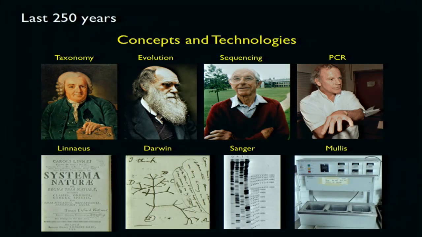Linnaeus came up with a modern taxonomic approach, and then Darwin obviously put the evolution that gave the framework of classification and linkages of organisms. And then genomics technologies like Sanger.